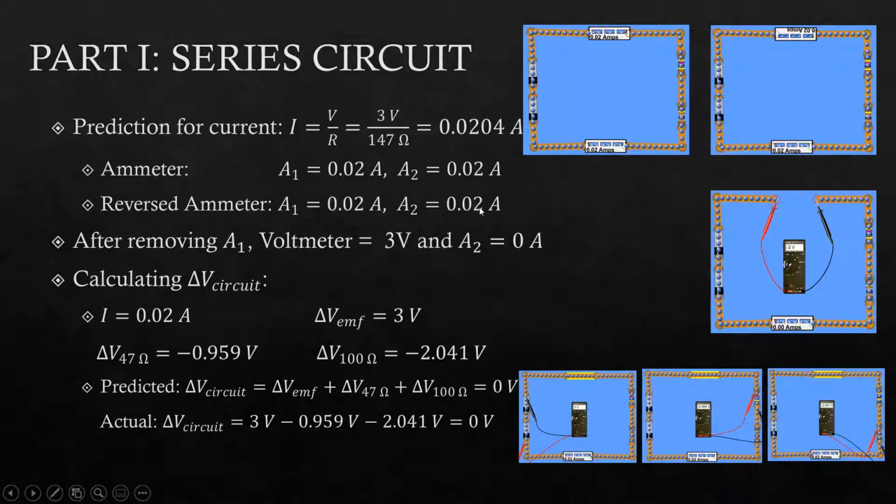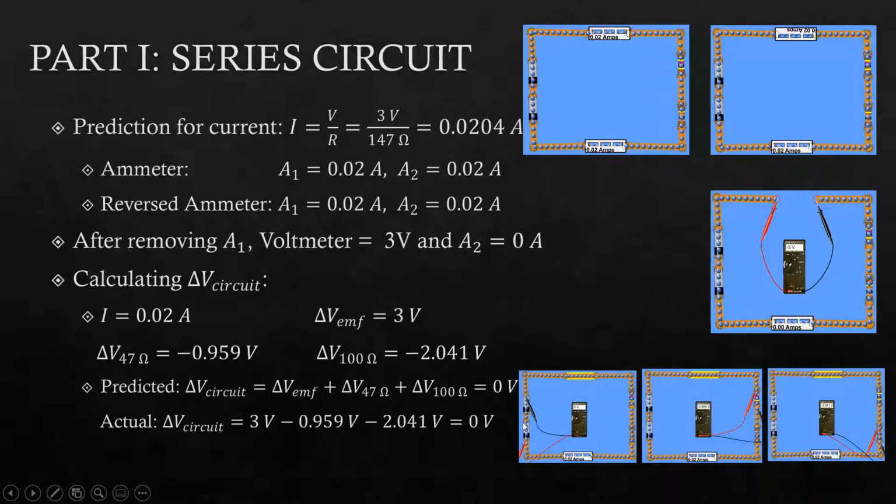So after I removed the top ammeter and observed the gap using a voltmeter, I found that the voltmeter read 3 volts, and this is because voltmeters read electric potential energy differences, and the red probe had a lower potential energy than the black probe. And then A2, the bottom ammeter, read 0 amps because the circuit was broken after removing A1, so the conventional current couldn't reach A2.